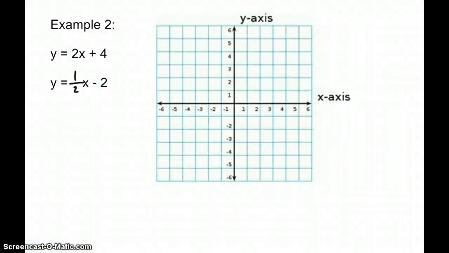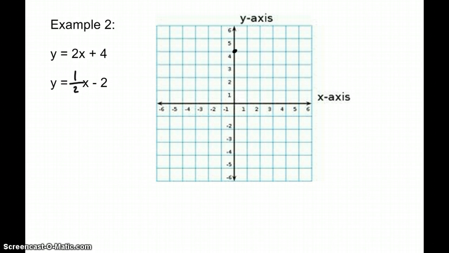For example 2, I would like you to pause the video and go to a piece of graph paper and see if you can find the point where these two lines meet. So go ahead, pause the video, and after you've found the solution, go ahead and push play again and we'll check your answer. Hopefully you were able to find the solution to this without too much difficulty. If you did have some trouble, let's look at how we should do this.